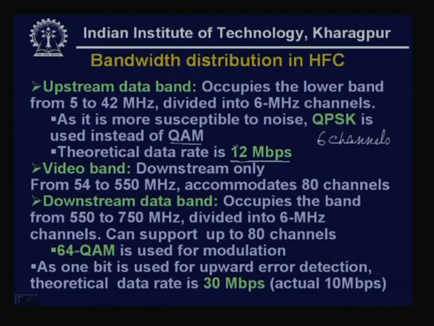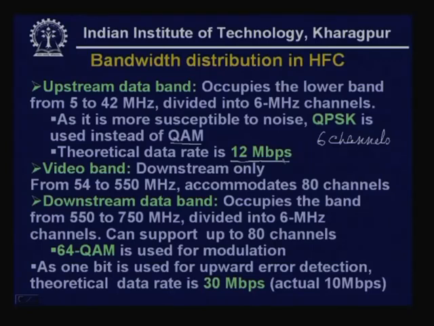That is, the theoretical data rate possible is 12 megabits per second, because with QPSK, whenever you use a 6 megahertz bandwidth channel, your data rate will be 6 megabaud multiplied by 2. That means per signal element you can send 2 bits of data. That is how you get this 12 megabits per second. Although this is the theoretical maximum data rate, the actual data rate in the upstream direction will be much smaller, because you cannot really achieve this 12 megabits per second.